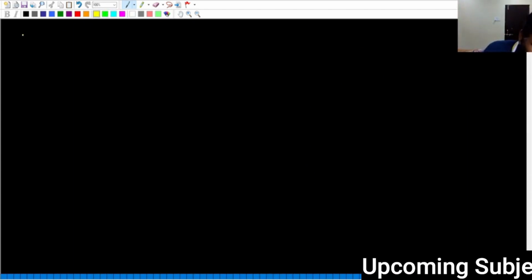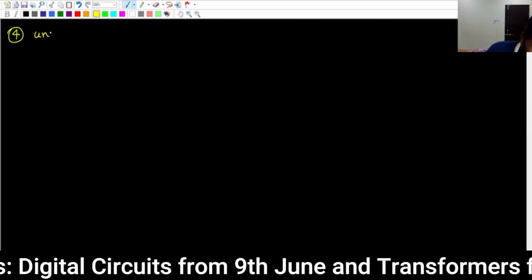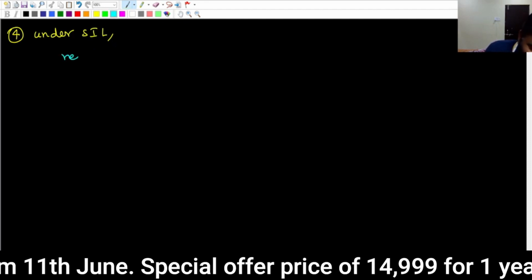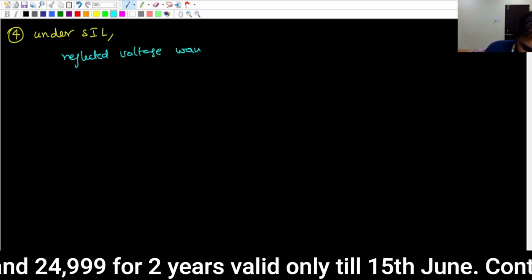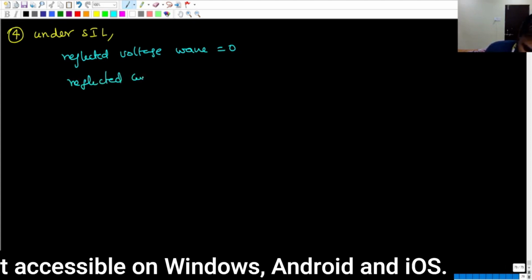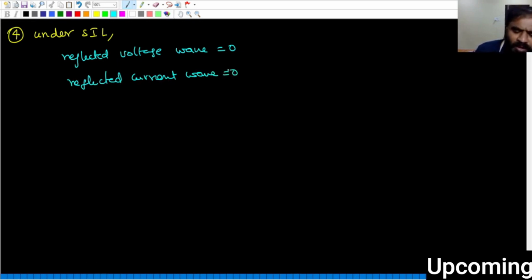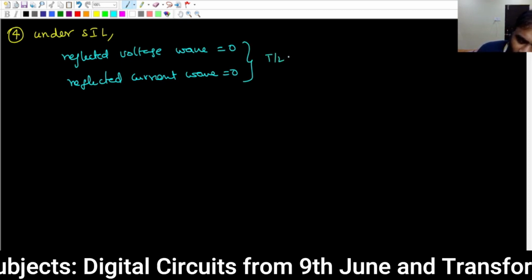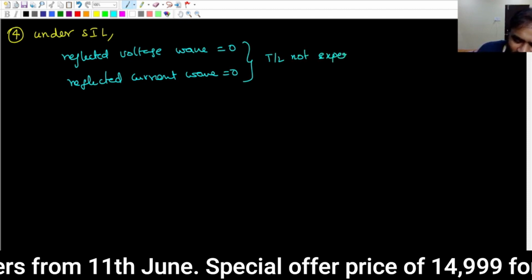Let me write that. So conclusion number 4: under surge impedance loading, under SIL, reflected voltage wave equal to 0. Reflected current wave also equal to 0. In fact, no reflection along the line. The transmission line does not experience any reflection.